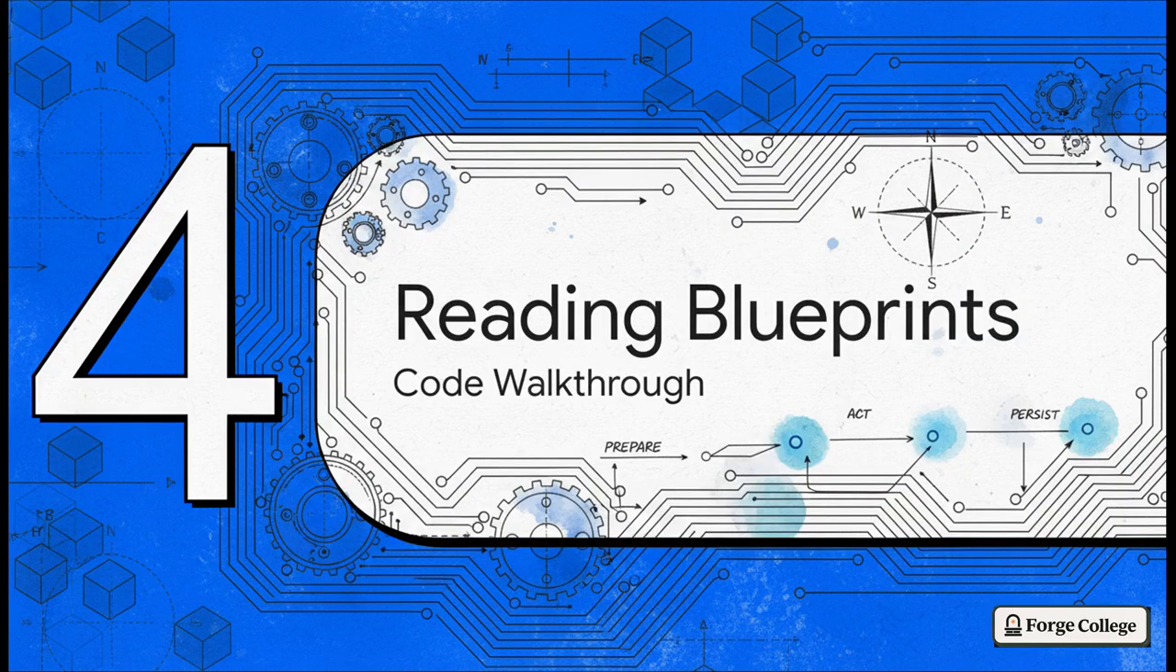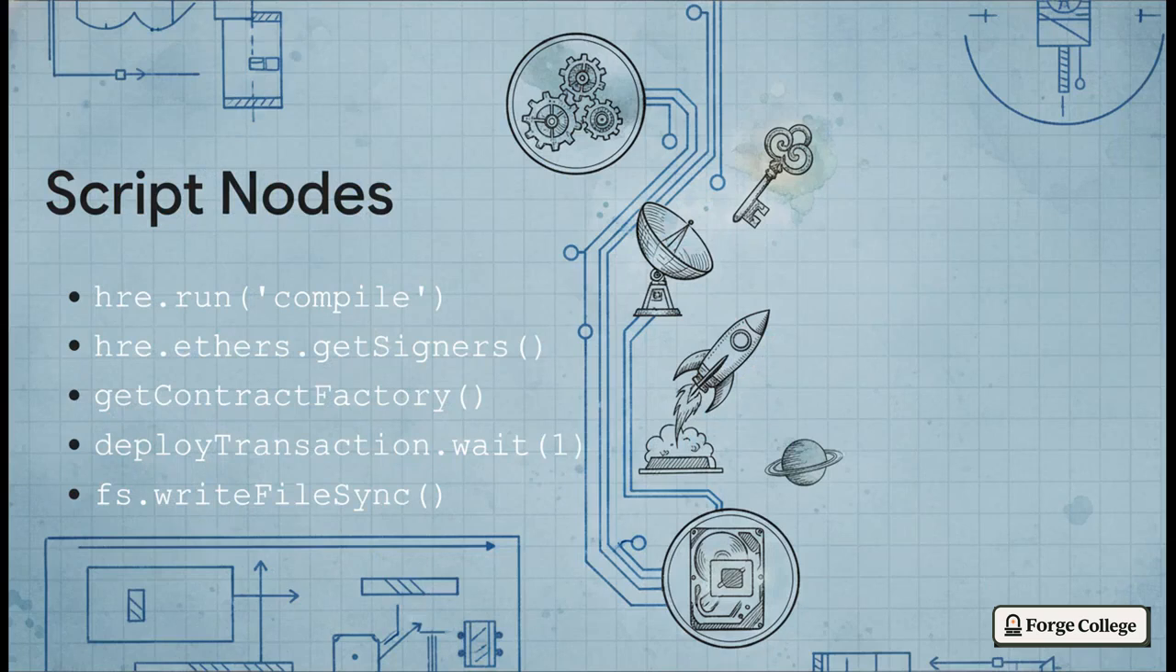Section 4. Reading the blueprints. Let's actually look under the hood at the JavaScript wiring carrying out our framework. Okay, so here are the critical nodes on our engineering schematic. First up, run.compile. This uses the Hardhat Runtime Environment to force a fresh compile. That's our prepare step in action.